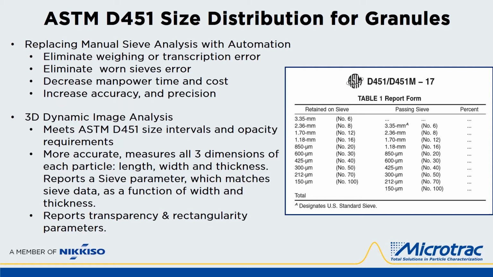Here on the right are the ASTM standard size interval requirements for granules. 10 different size intervals from 3.35 millimeters down to 150 microns. The final product batch still needs to be certified by sieve analysis before shipment, but size can be quickly controlled during processing as often as every 15 minutes using Microtrac's image analyzer and taking immediate control action.